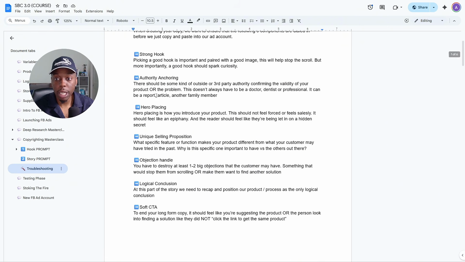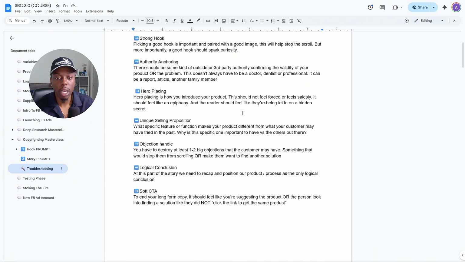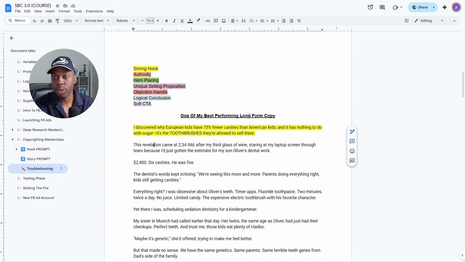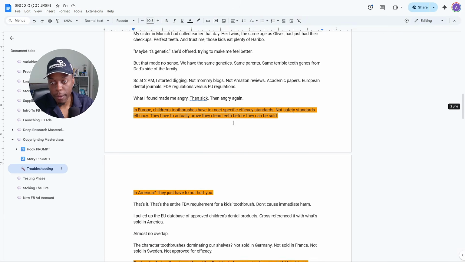The next thing we need is authority anchoring. There should be some kind of outside or third party authority confirming the validity of your product or the problem. This does not mean you have to have a doctor, dentist, or professional. It can be a report, an article, another family member. There should just be some kind of approach where in the story that the person is telling, they spoke to somebody else or saw something else or read something else or someone told them something else to help them. Authority anchor. So here's an example of that.